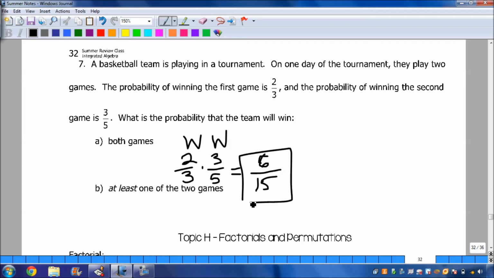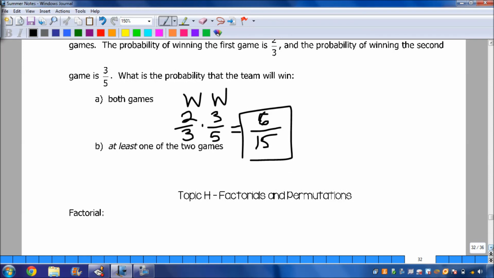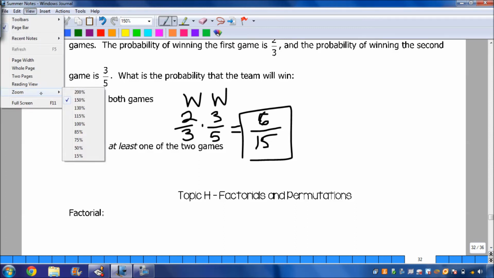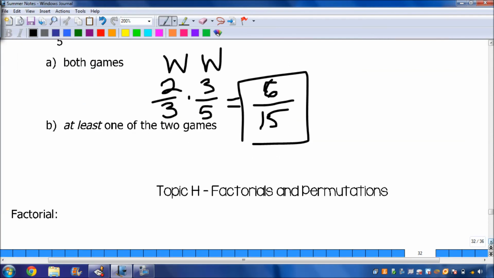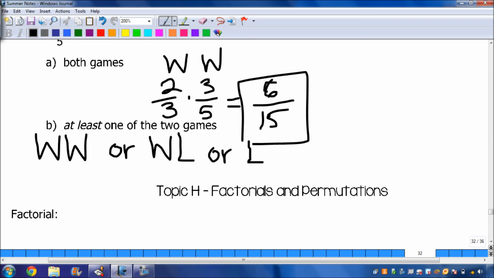Now, question B is a little bit trickier. Make sure you're paying close attention to this. What is the probability that the team will win at least one of the 2 games? So I'm going to list out all the possibilities. If I'm going to win at least one of the 2 games, I could either win the first game and win the second game, or win the first game and lose the second game, or lose the first game and win the second game.